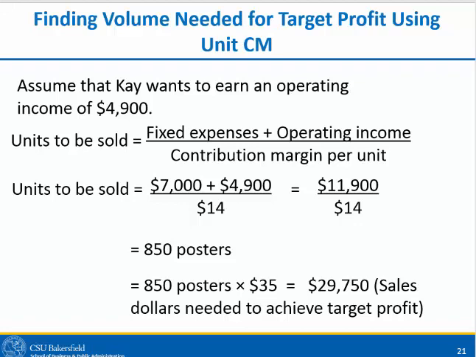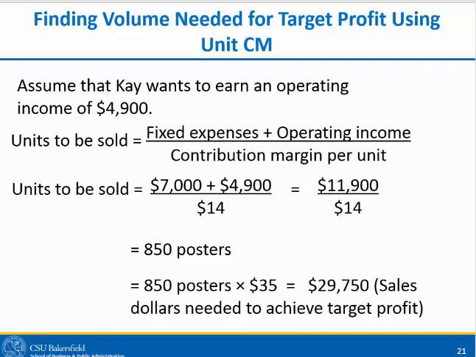So units to be sold, similar formula: the fixed expenses plus operating income divided by contribution margin per unit. In this case, the operating income is not 0 anymore. So we have the same 7,000. The fixed expenses remain constant. But operating income this time is 4,900 because it's not break even anymore. The contribution margin per unit stays constant. It's $14. So therefore, we add 7,000 to 4,900. You get 11,900. Then divided by 14, which is 850 posters.